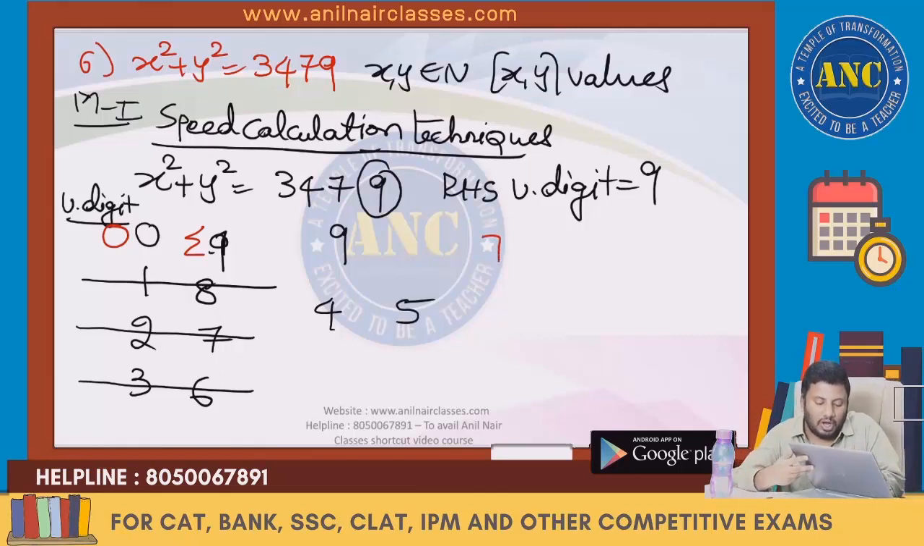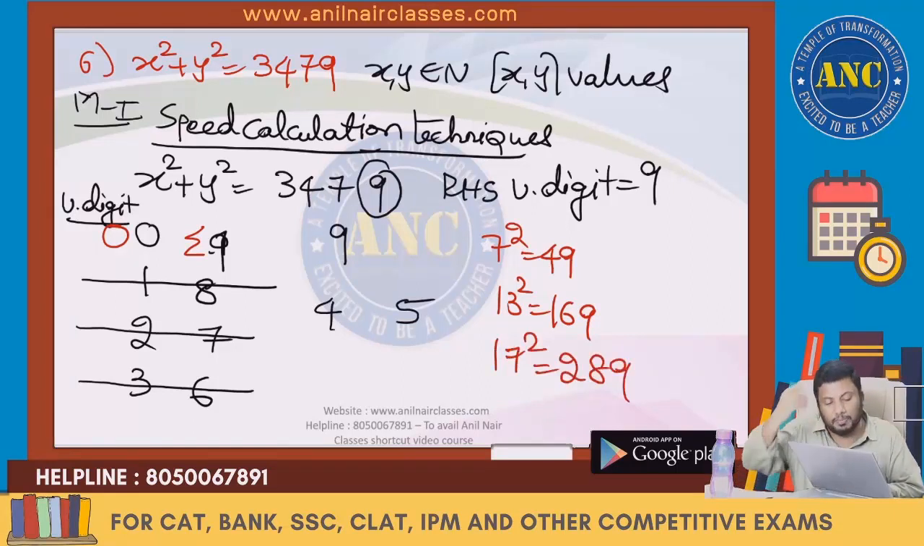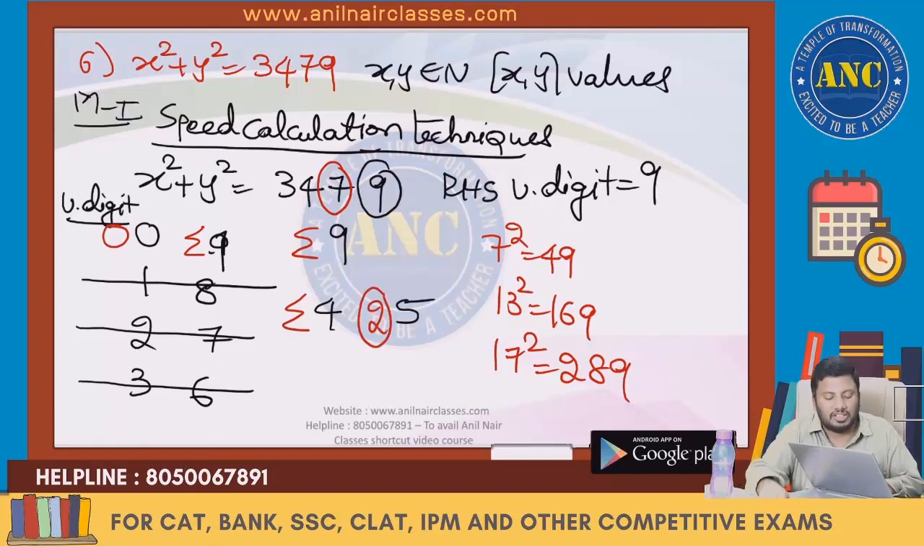Why? Because we have already seen 7 square is 49, 13 square is 169, 17 square is 289. The tens place is always even. 0 plus even is even. But on the right hand side, the tens place is odd. Any perfect square ending with 4, the tens place is even. Any perfect square ending with 5, the tens place is 2.